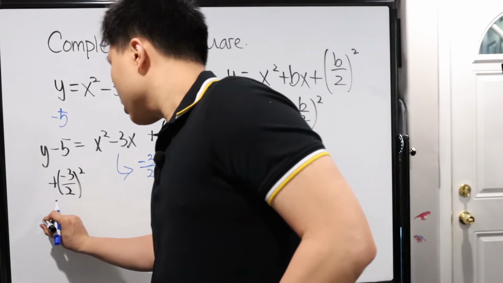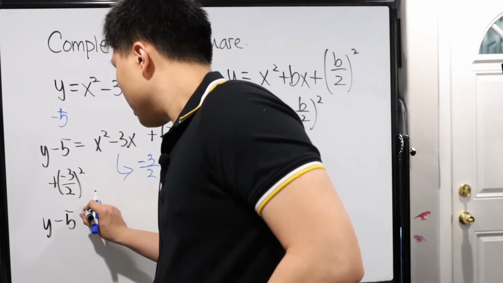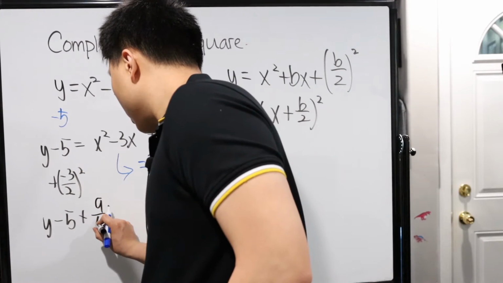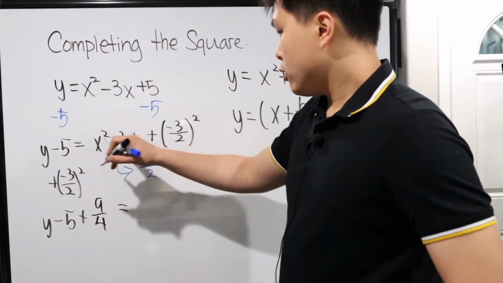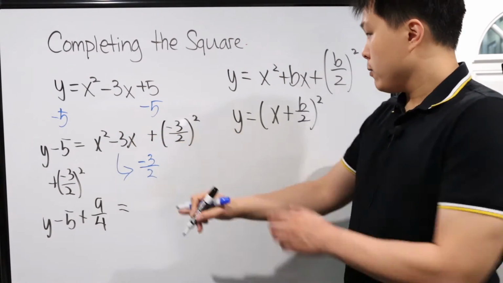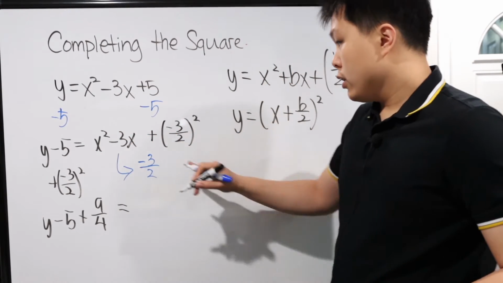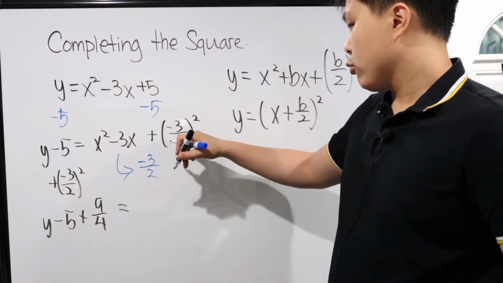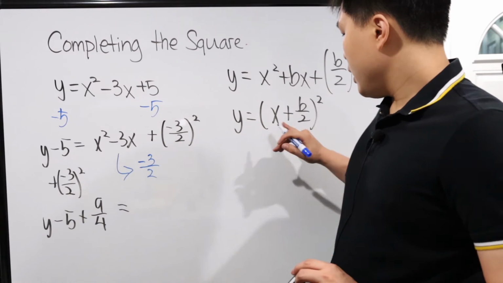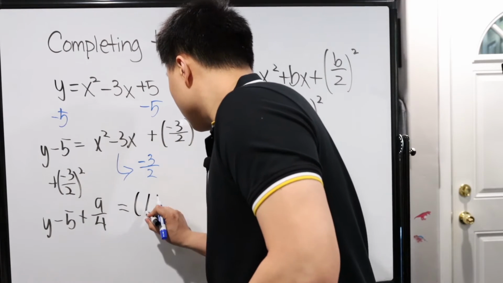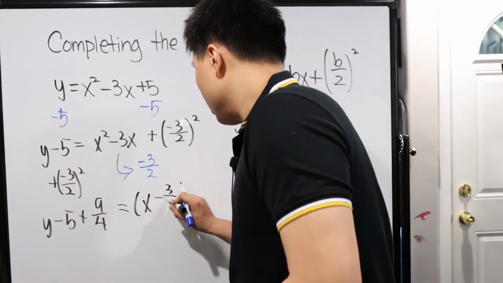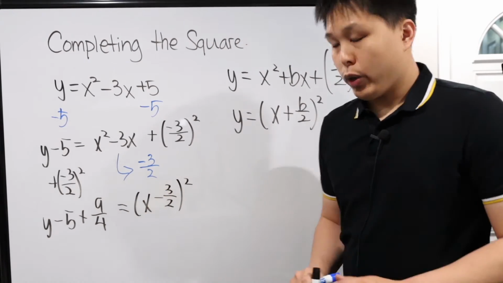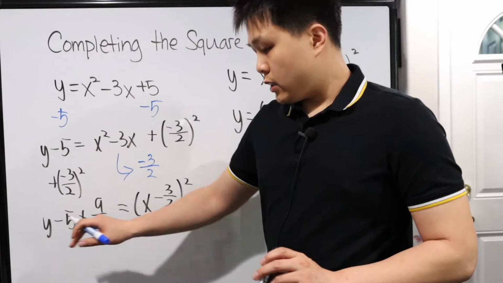So what we have here is y minus 5 plus, and if I really want to square it out, that's 9 over 4 equals, and this right here is our perfect square. From this format, we can write it into this format. So instead of x squared minus 3x plus negative 3 over 2 squared, this is now just x minus 3 over 2, or plus a negative 3 over 2, squared. There it is. Now we can combine these.